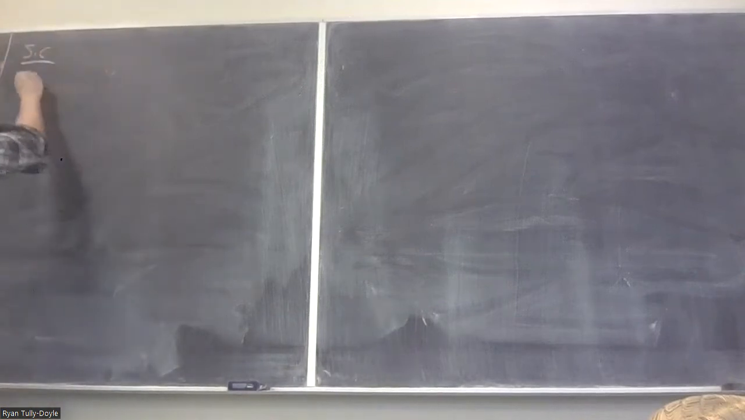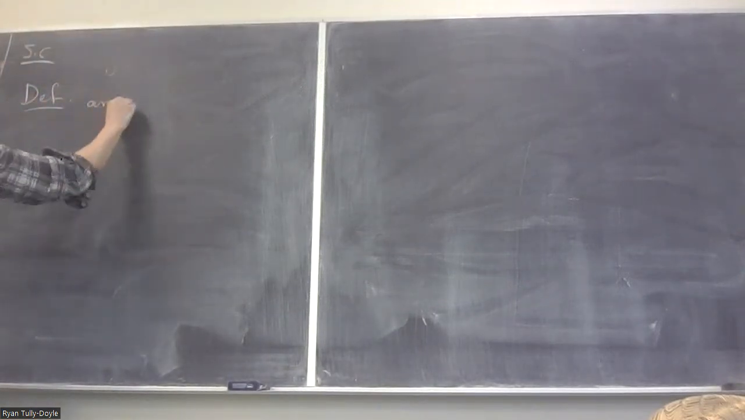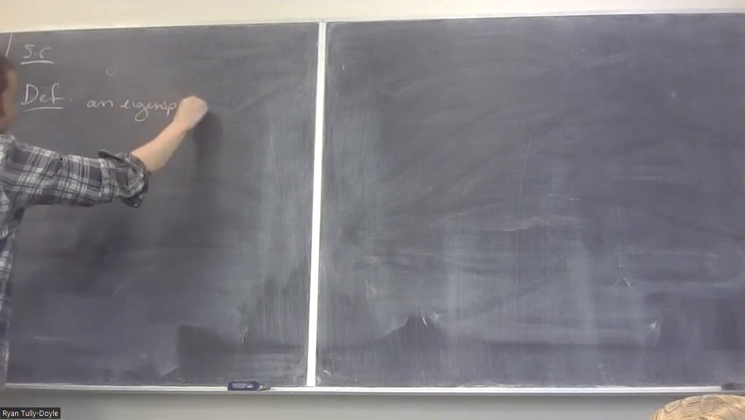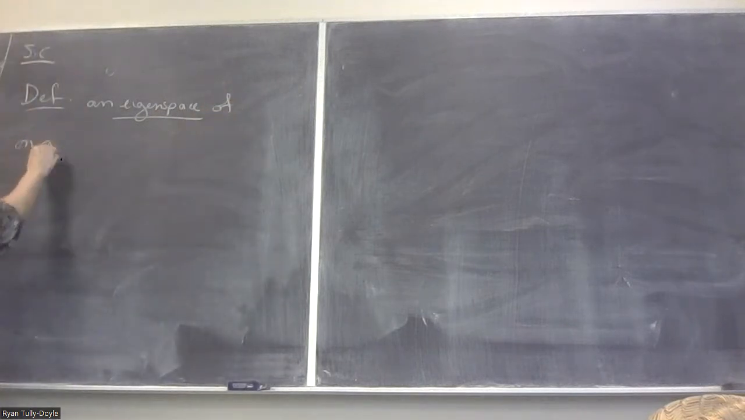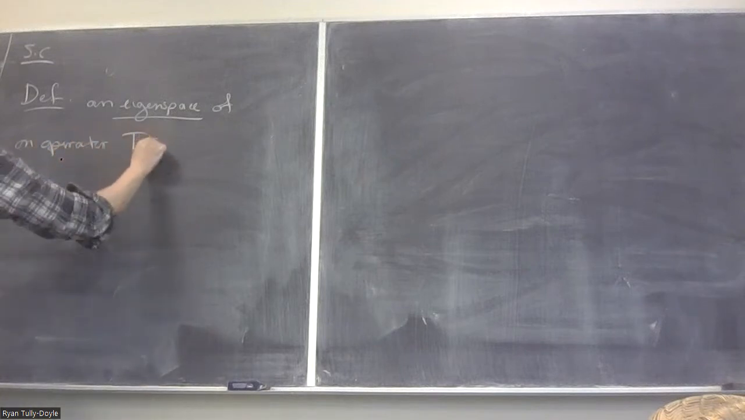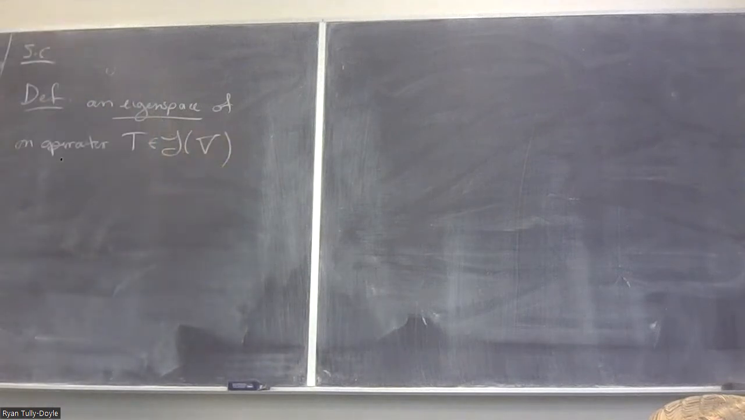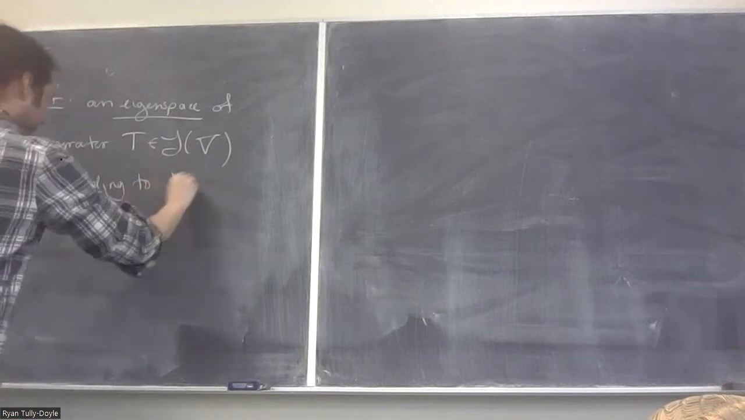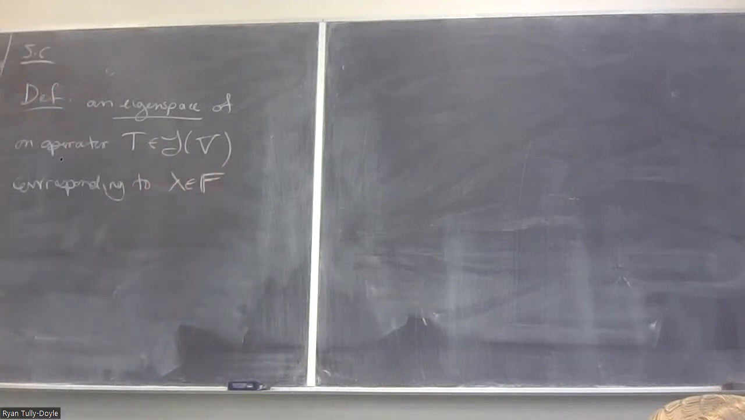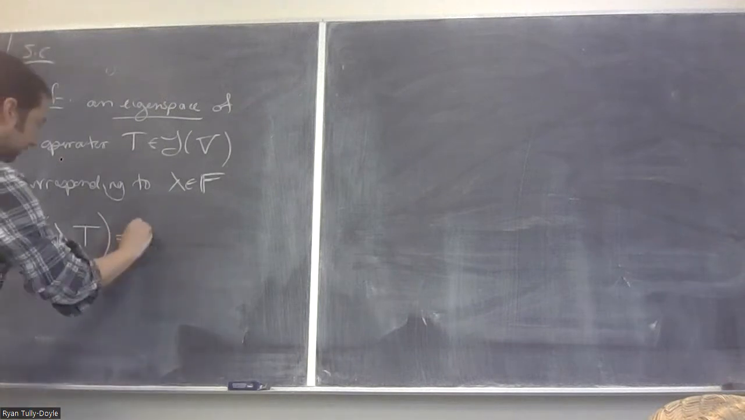Okay. So we're going to start with the definition. An eigenspace of an operator T in L(V) corresponding to lambda is E(lambda, T), that's the notation for it. I think it's E for eigenspace. And it's the null space.